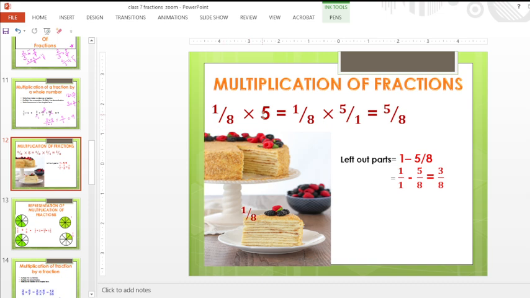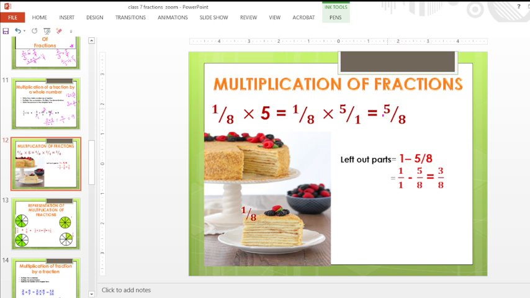Suppose 5 children are there and each is getting 1/8. So how many cake pieces have gone from this cake? 1/8 into 5. So then you are solving it. You're changing into a fractional form. Nothing is cutting. 5/8 pieces. 5/8 means 5 out of 8. It's still from one cake only that these many pieces are gone.